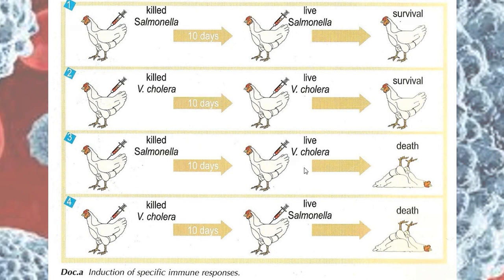And this is why we say that the cells involved in this immunity carried out against salmonella and Vibrio cholera are specific. If you take a look here at the fourth experiment, where we injected the hen with the killed Vibrio cholera before injecting it with the live salmonella, this hen also has died. Obviously, this is because in this case, the hen was immunized against Vibrio cholera. It has developed memory cells against Vibrio cholera and not against salmonella.